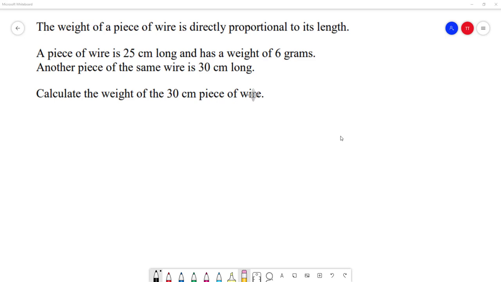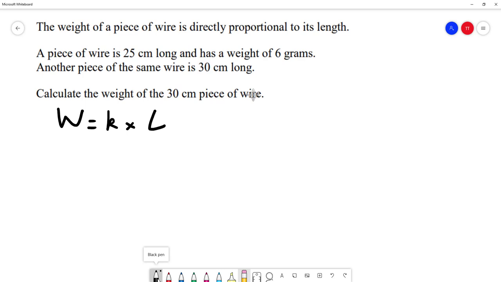In this video, we're going to look at direct proportion. So let's look at this question. The weight of a piece of wire is directly proportional to its length. When you read a statement like that, the first thing you have to do is write down W for the weight. When it's directly proportional to, you write K times the other quantity, its length. So I'm going to use L for length.